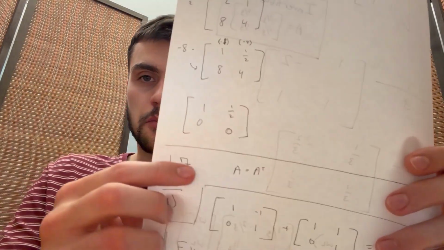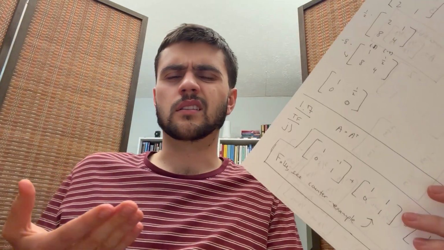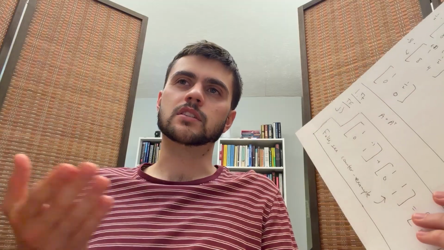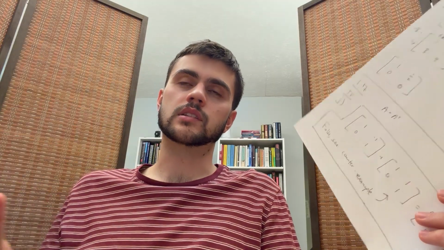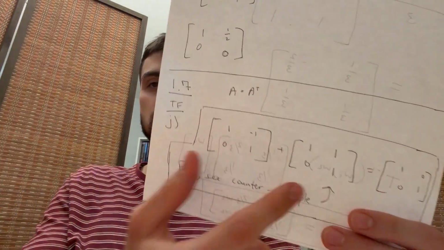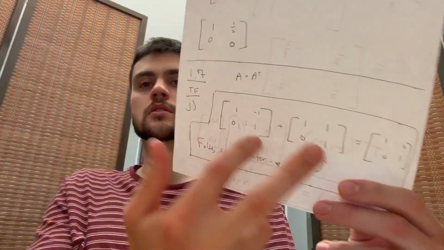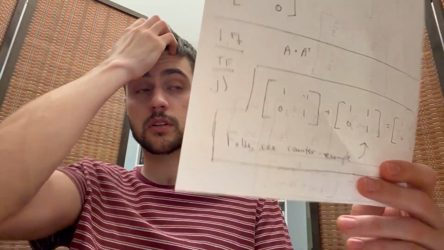All right, then we did a review problem from 1.7, basically saying that if A plus B equals a symmetric matrix, then A and B are both symmetric matrices. We said false. Just look at this counterexample. There you go. These two are not symmetric. This is symmetric.